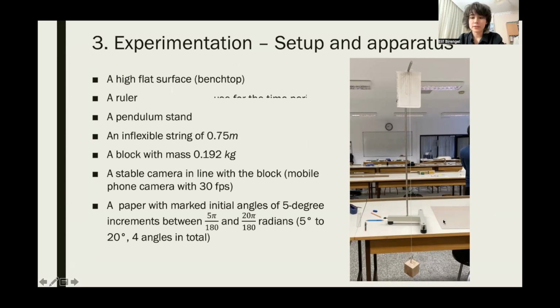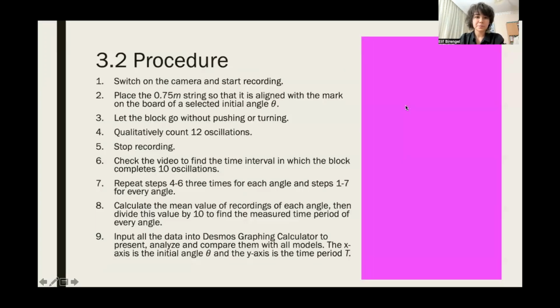So I have a table, and I use a ruler in there. This is the pendulum stand. This is my string of 0.75 meters. This is my mass block of 0.192 kilograms. I have my stable camera, and this is the paper marked with some initial angles.